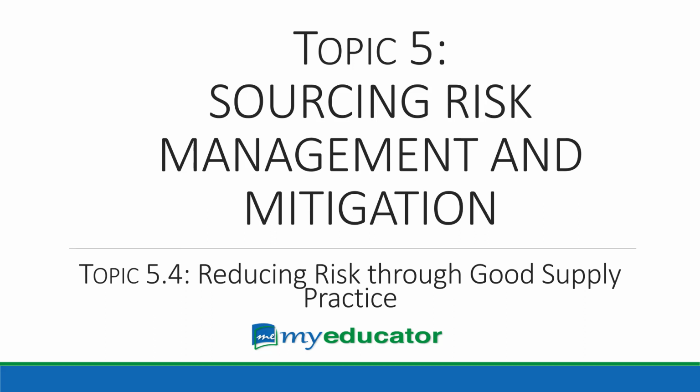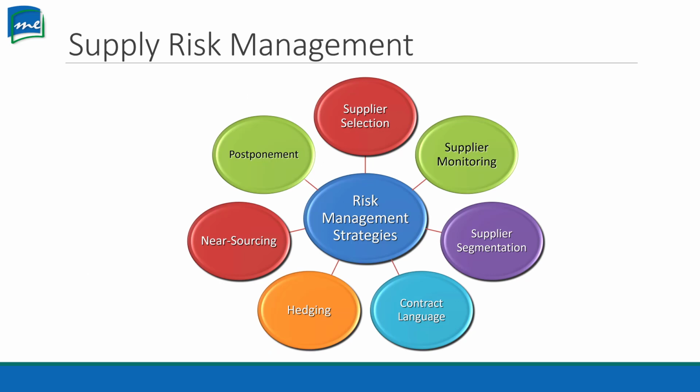So how do we reduce risk through good supply practice? Well, we have these different risk management strategies, and we talked about these in our last video. Supplier selection, making sure we pick the right supplier. Supplier monitoring, making sure they're performing as we expect them to, and if they need help, we help them. Supplier segmentation, how do we group our suppliers? Contract language, making sure it's easily understood, and it is understood by the other party, our supplier.